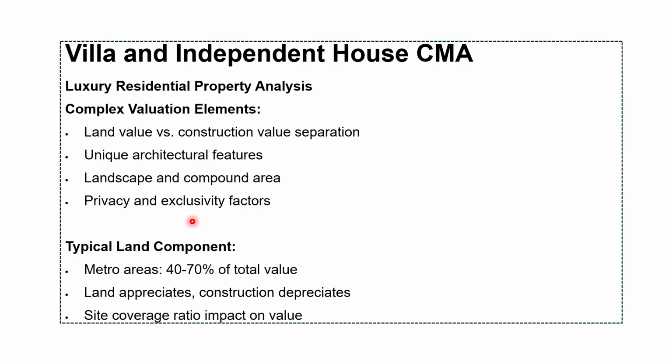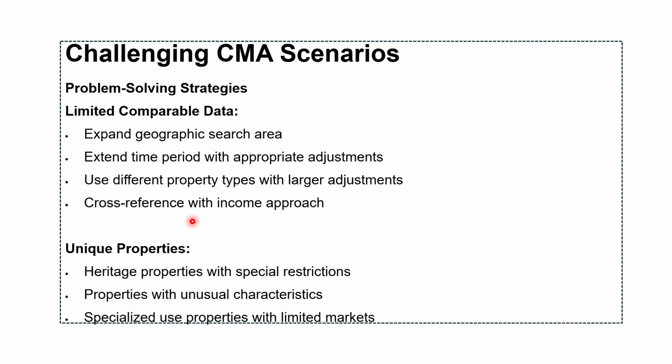That is how coverage has been done. So, that is also playing a crucial role in CMA of these houses, villas. Then challenging CMA scenario. We have limited comparable data that can be there, that can create an issue. Expand geographical search area. If we are not finding them nearby, then we will have to expand the search area. Extend time period with appropriate adjustments.